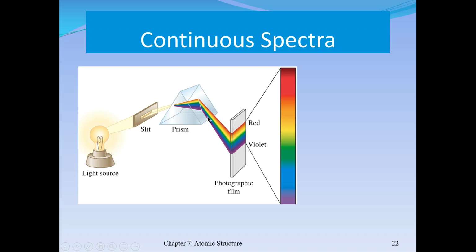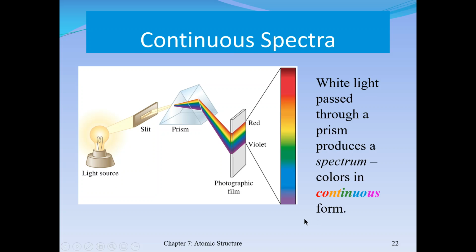And then when it emerges from the prism and is projected onto a screen, you end up with what is known as a continuous spectrum, right? And of course, it's called continuous because as you go from one end to the next, there's no line of demarcation between the different colors. So you'll notice that the red runs into the orange, which runs into the yellow, which runs into the green, which runs into the blue, which runs into the indigo, and then violet.